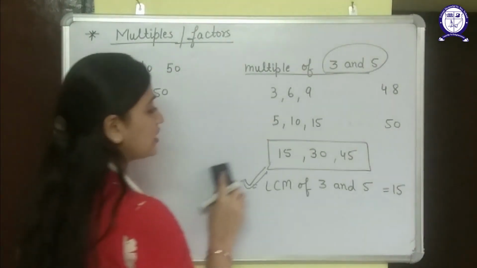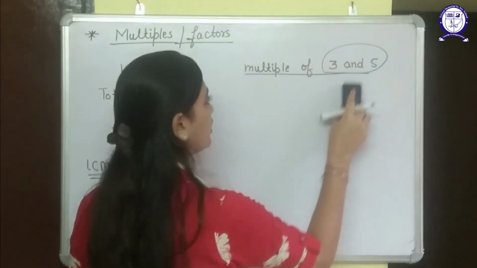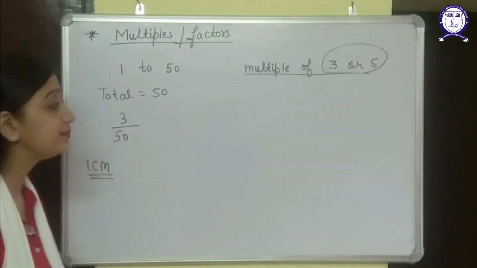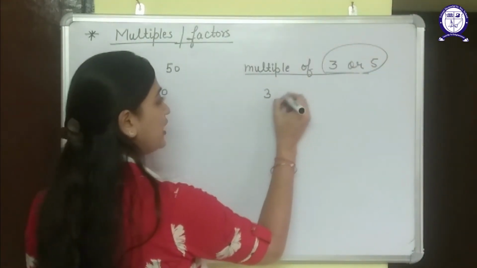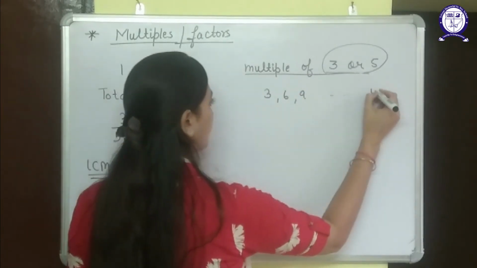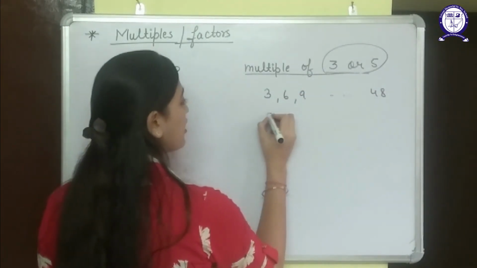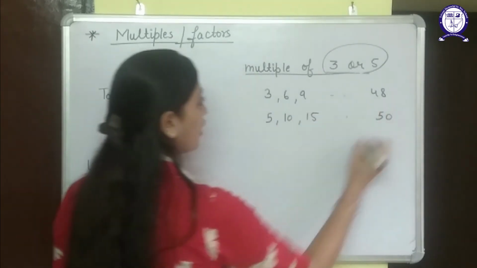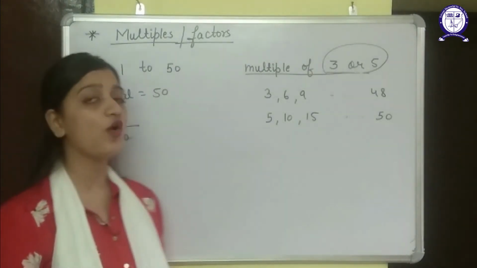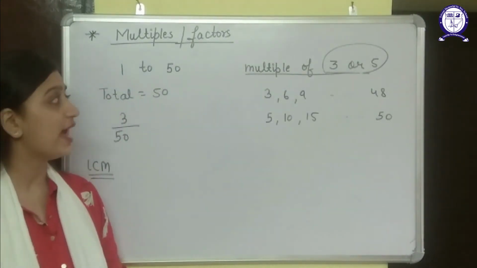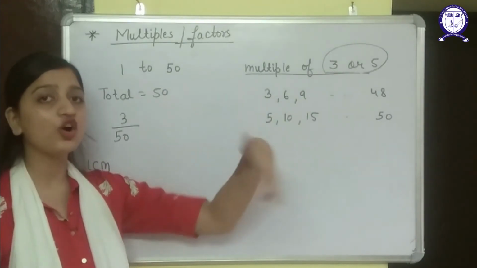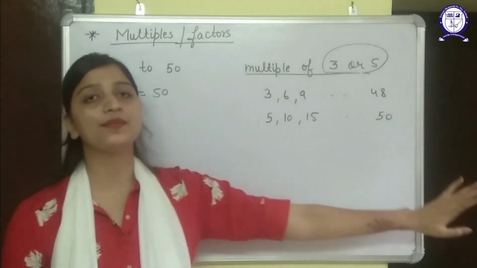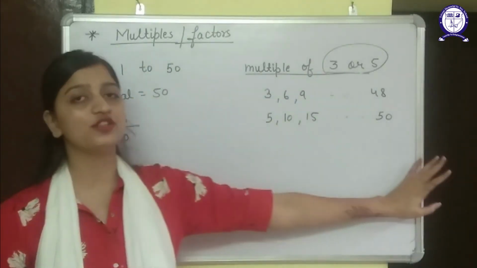Now suppose in the same question they were talking about 3 or 5. Now again, multiples of 3 are 3, 6, 9 up to 48. Multiples of 5 are 5, 10, 15 up to 50. Now they are talking about 3 or 5. 3 or 5 means that the multiples of 3 or you can take multiples of 5. That means I will take all the multiples of 3 and all the multiples of 5.